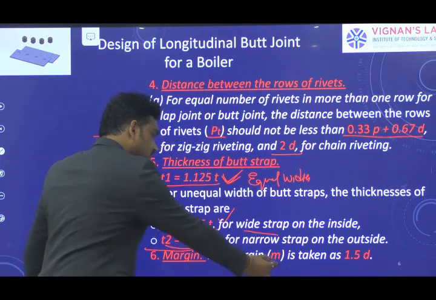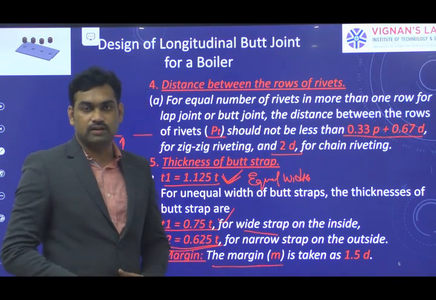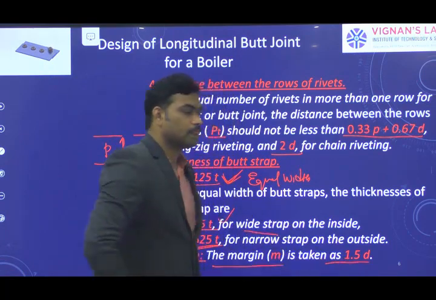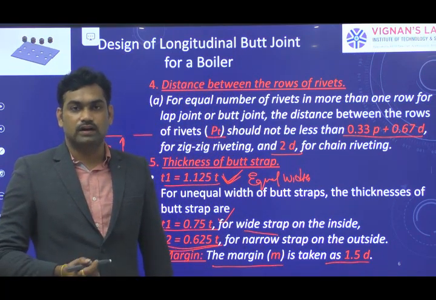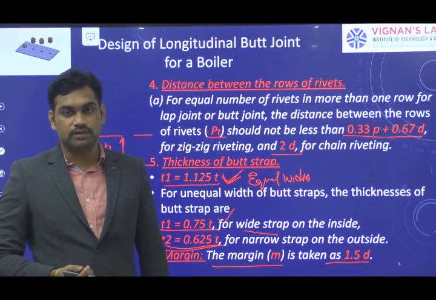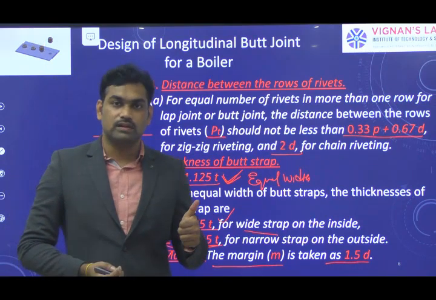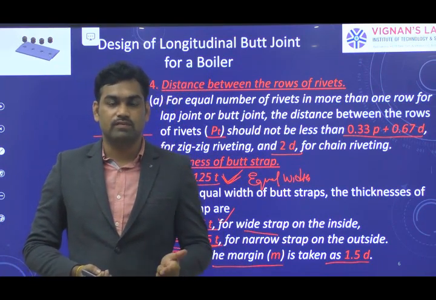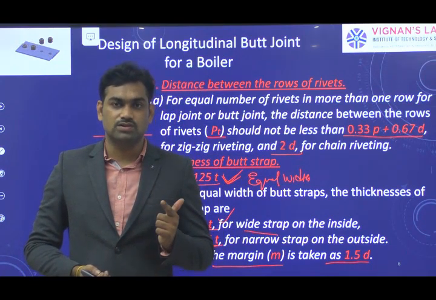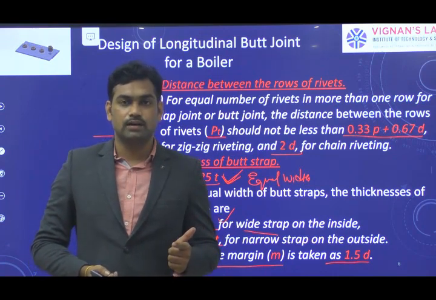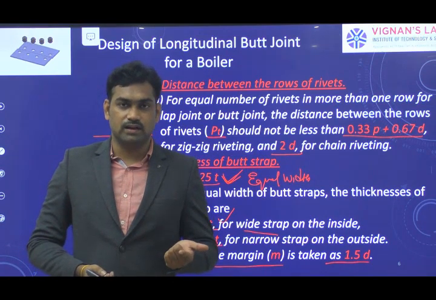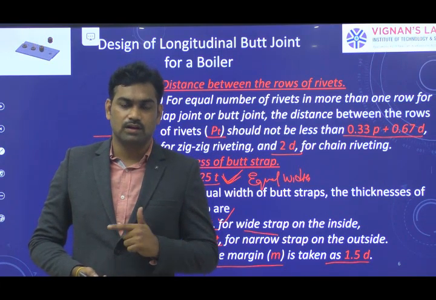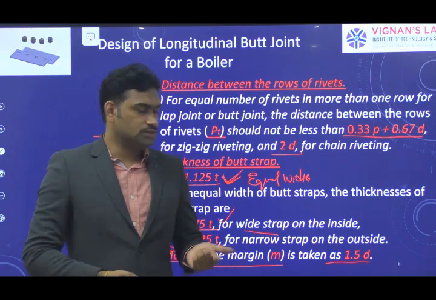And finally, you also need to provide the margin. We stated that the marginal area should be provided as 1.5 times the diameter. This is how the design of a longitudinal butt joint is to be found out. Firstly, you find the thickness using the boiler thin cylinder equation, and then find the diameter of the rivets based upon the thickness of the boiler shell obtained. If it is greater than 8 mm, you can use Unwin's equation. If it is less than 8 mm, you can equate the crushing strength to the shear strength.